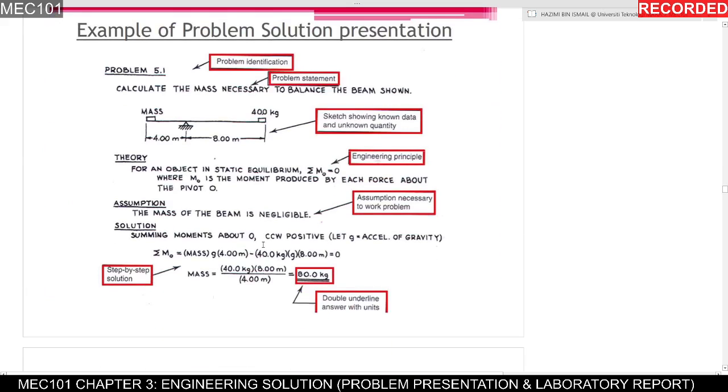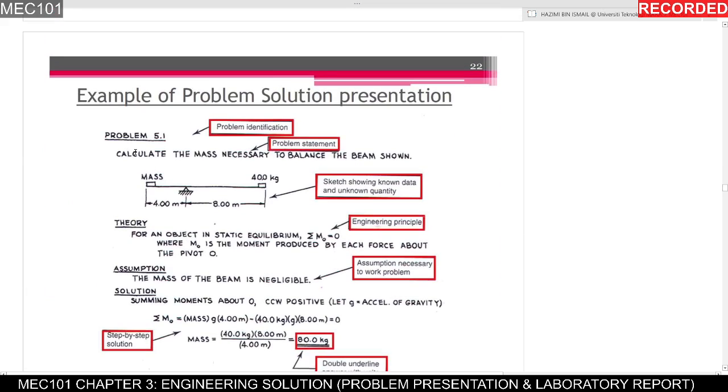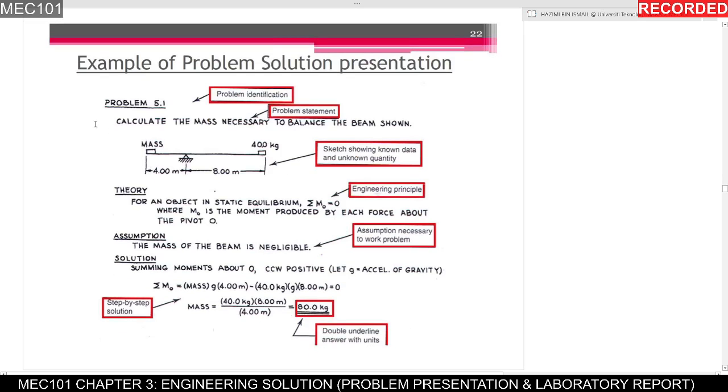Okay, let's go to the example. Let's say in this example, we have to calculate the mass necessary to balance the beam shown. Don't worry, you do not have to calculate this because this is just an example of the solution, but you have to memorize. The first one is your problem statement. The question itself is the problem statement here, because you have to find the value to balance the mass in the beam shown.